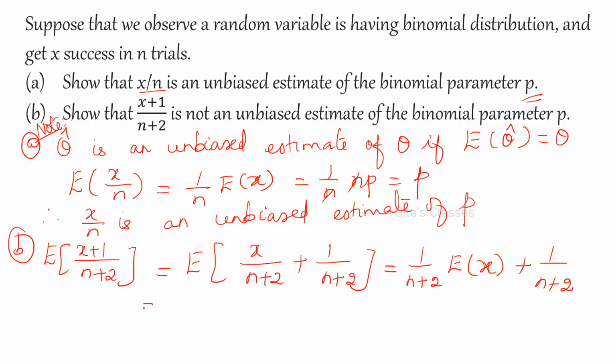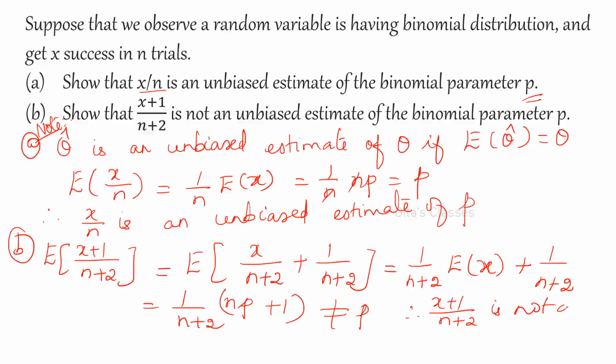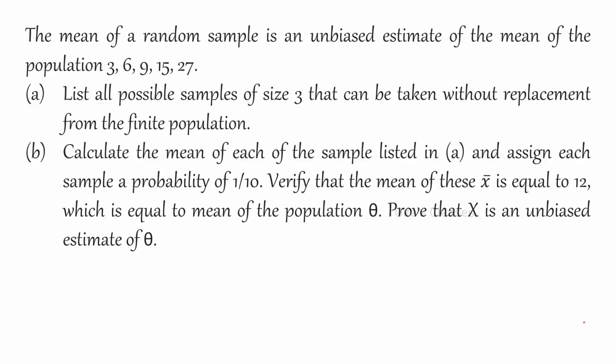So this is equal to 1 by n plus 2 into e of x, which for binomial distribution is np, plus 1 by n plus 2. So I can take 1 by n plus 2 as common, which is np plus 1 divided by n plus 2, which is not equal to p, obviously. Therefore, x plus 1 by n plus 2 is not an unbiased estimate of p. Okay, this is the second one.